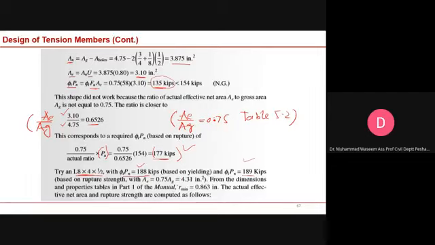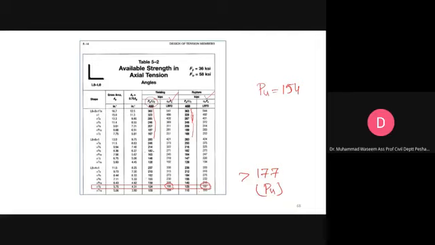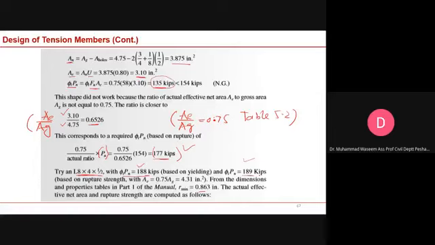So now the minimum is 0.863. Now you can go to the manual again and select the member. So this is the selected member, and it has a capacity greater than 177, and 177 is the modified demand, the new demand.